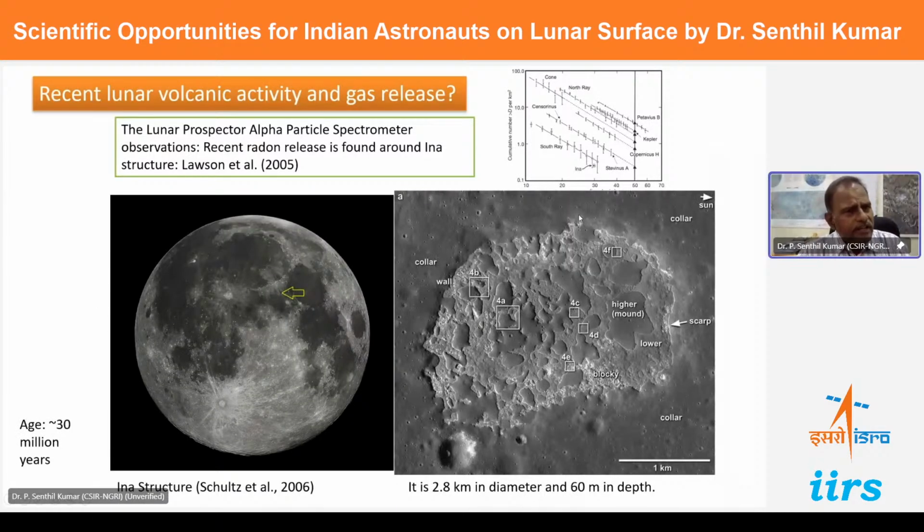Even the Moon is thought to be volcanically active. For example, this is one of the areas called the Ina structure, which is located on the near side of the Moon, which is thought to be volcanically active. And some signatures of gas release were found from these structures. Even NASA wants to land on this structure and study this recent activity. Of course, Indian astronauts also can explore this region.